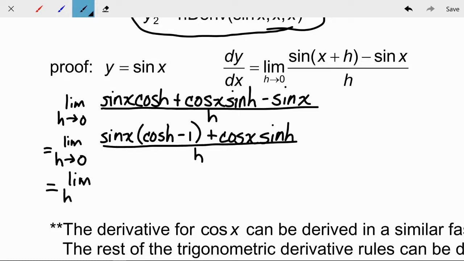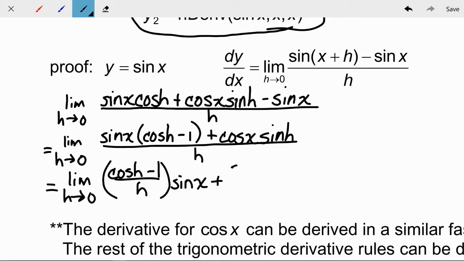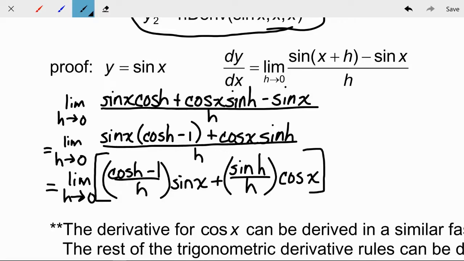as h approaches 0. And we've got the cosine of h minus 1 divided by h multiplied by the sine of x. And we also have the sine of h divided by h multiplied by the cosine of x. And remember, we're taking the limit as h approaches 0 of all of this. I'm going to use brackets just because I grouped this with some parentheses, just to make it clear. So we're taking the limit as h approaches 0 of all of this.